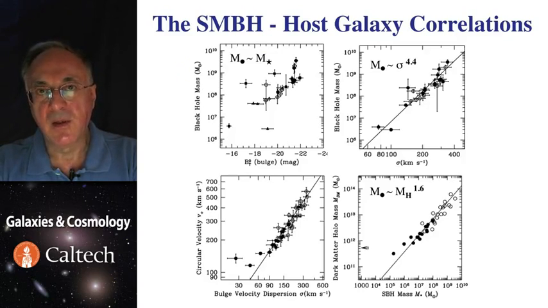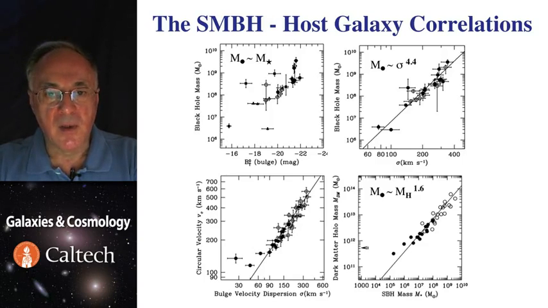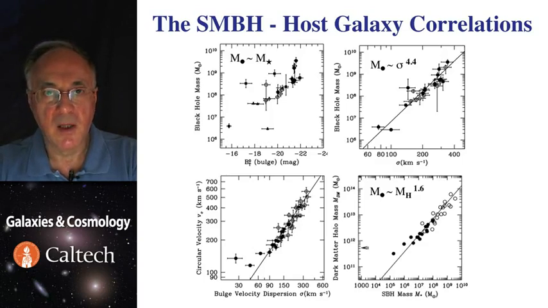The top left is the proportion between black hole mass and the luminous stellar mass. Then there is the proportion between black hole mass and velocity dispersion, which looks a little bit like the Tully-Fisher or Faber-Jackson relation, against circular velocity, and against the halo mass, proportional to the halo mass to roughly 1.6 power.